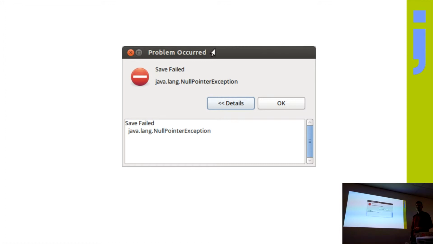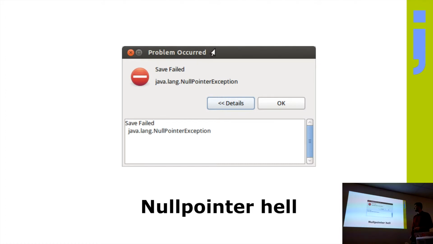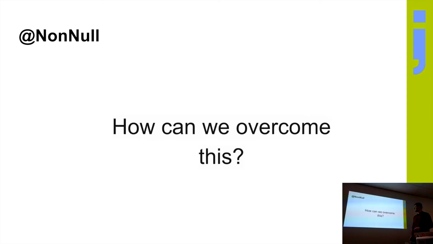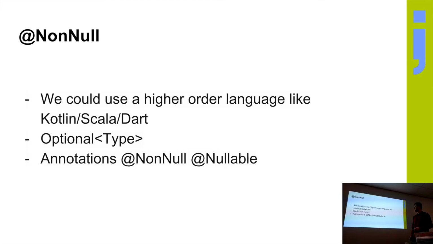What about null pointers, or null pointer hell? Yeah, so we had that approach with non-null, and Java is unfortunately not null safe, and it will probably, well, maybe not ever be, but not in the short run. How can we overcome this? We could use a higher order language like Kotlin, Scala, or Dart, or use the optional type, but you can also use annotations.